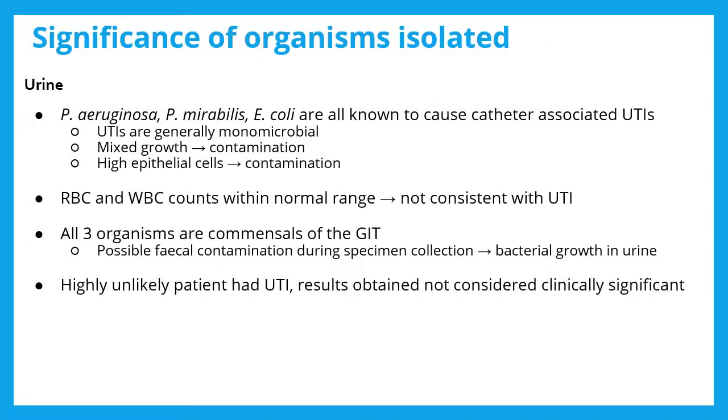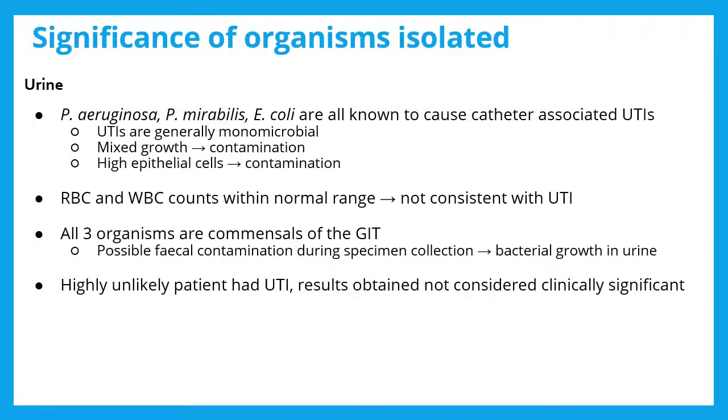The 3 organisms isolated from the urine were Pseudomonas aeruginosa, Proteus mirabilis, and E. coli. Although all of these organisms individually have been known to cause catheter-associated UTIs, generally urinary tract infections tend to be monomicrobial, and the presence of mixed growth is usually a good indicator of contamination. In addition to this, the epithelial cell count was above the acceptable range, again indicating contamination of the specimen.